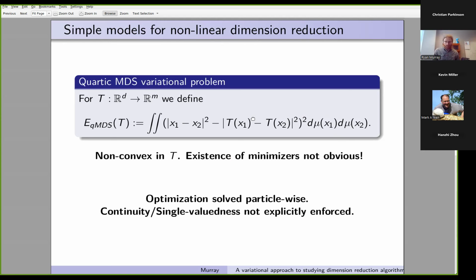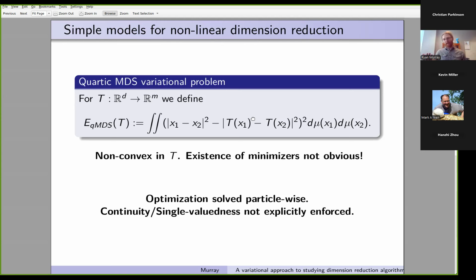So the challenge that arises here is that this is now a non-convex optimization problem in terms of t. And the existence of minimizers of this problem is actually, at least when we talk about this continuous distribution mu, completely not obvious. And the way that we observe this computationally is that if I'm trying to optimize an objective function that looks like this, the way that this is implemented practically is for every x that I observe, I create a variable t of xi, and I need to optimize over all of those particles at the same time.